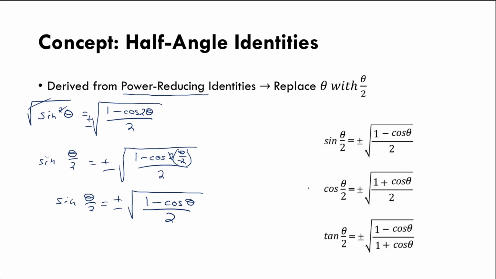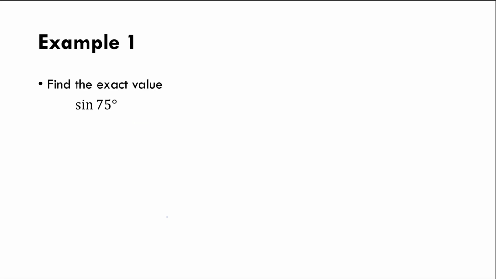Now, something to keep in mind, we have this plus or minus, but often we do only want to use one at a time. So we want to determine the sign that we're going to use by checking the quadrant of, sorry, not pi over 2, but theta over 2. Check the quadrant of theta over 2 to determine the sign to use, as far as our plus or minus goes, in front of our square root. All right, let's take a look at our first example.